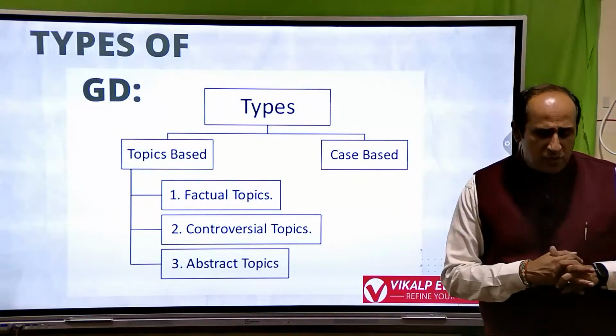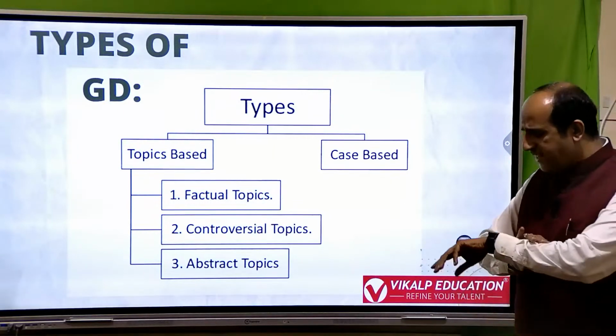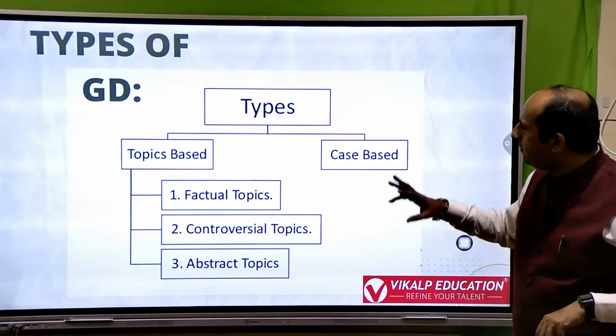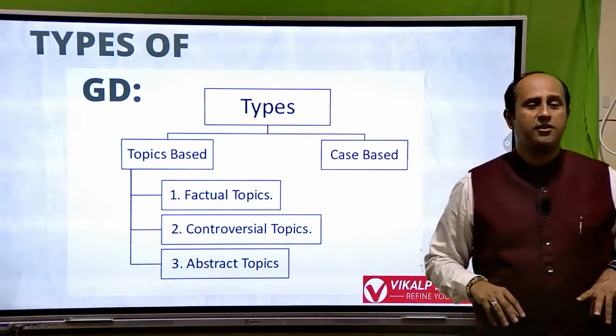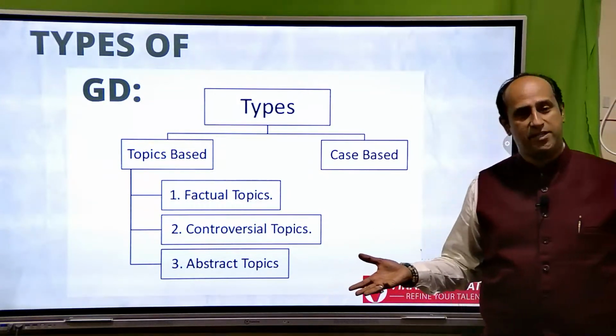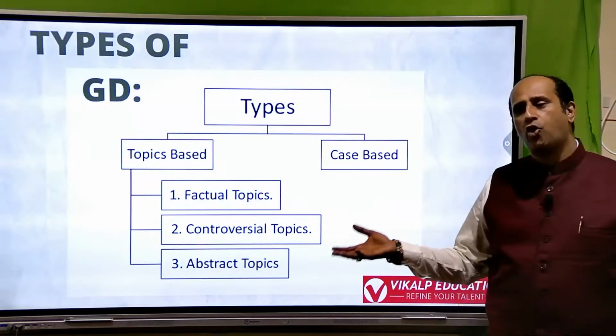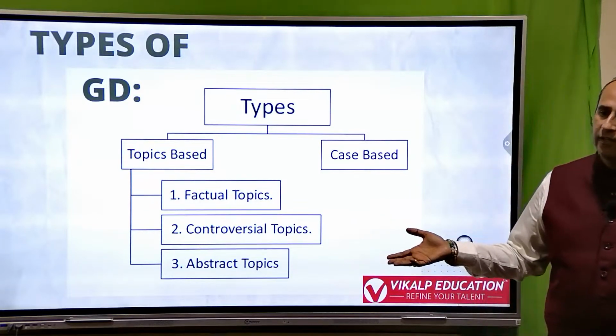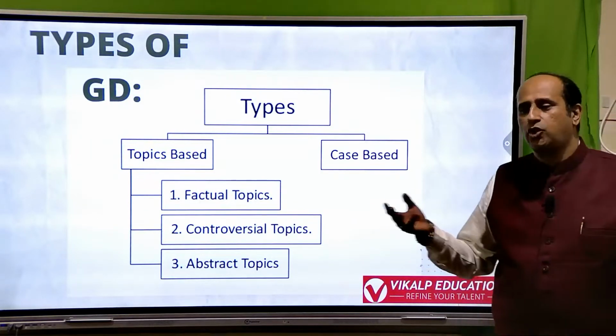What are the different types of GDs? So GDs के अलग-अलग type है. There are factual GDs. Factual GDs मतलब current topics पे based है, fact के ऊपर based है. Yeah, should this be done or not? That is a factual GD. Yeah, should there be reservation or not?